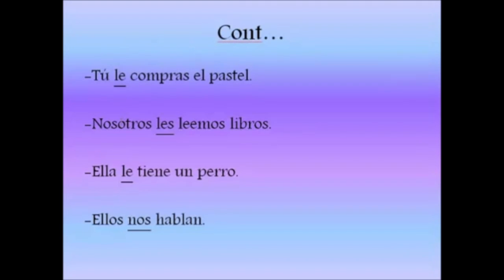Number 2, we read the books to the students. We can take out a los estudiantes, replace it with les, and now we're saying we read the books to them. Number 3, she has a dog for her mom. We can take out para su madre, replace that with le, and now you're saying she has a dog for her. And finally, ellos nos hablan a nosotros. We can take out that a nosotros, replace it with nos, and that means they are talking to us.